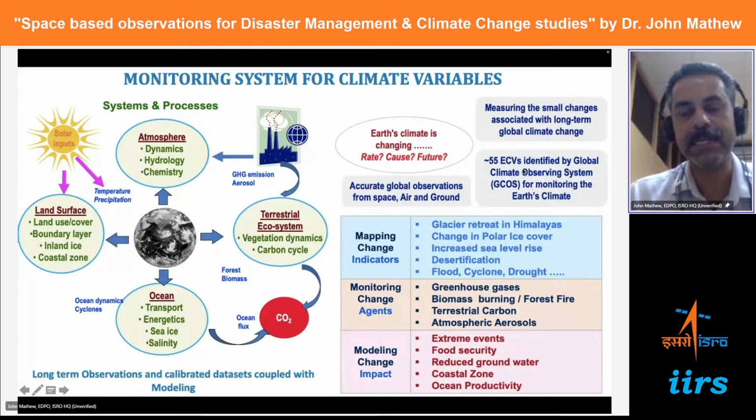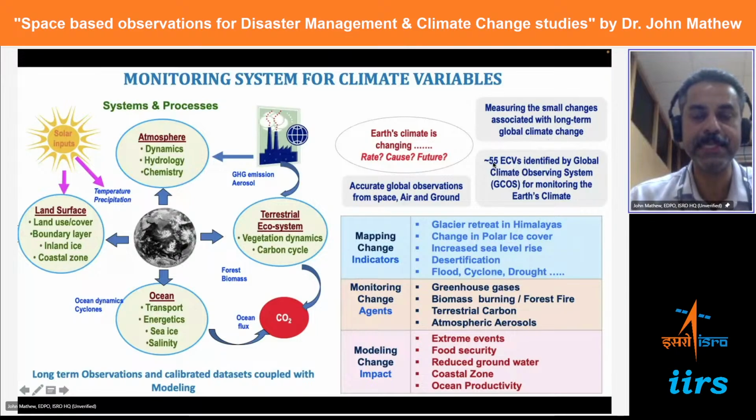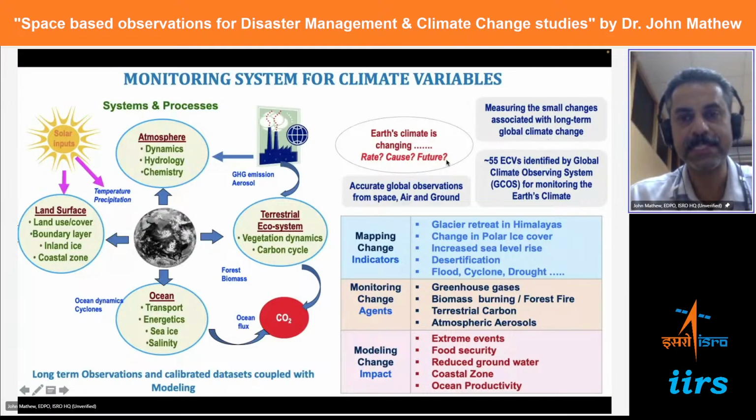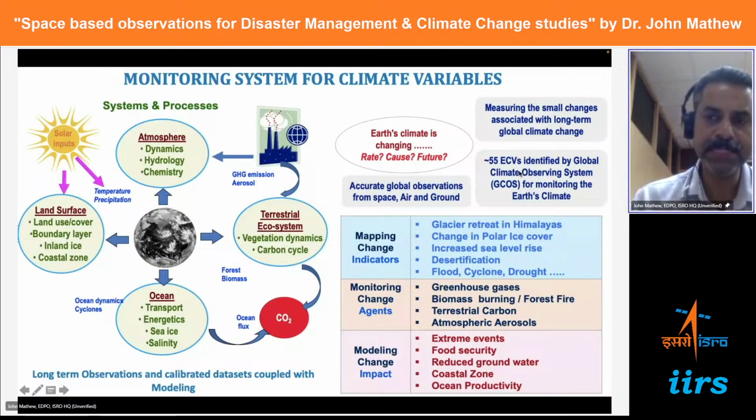initiative of the World Meteorological Organization, and they have identified nearly 55 parameters, what you define as essential climate variables, which can probably define the status or the state of the climate. So basically we need to continuously monitor these essential climate variables.